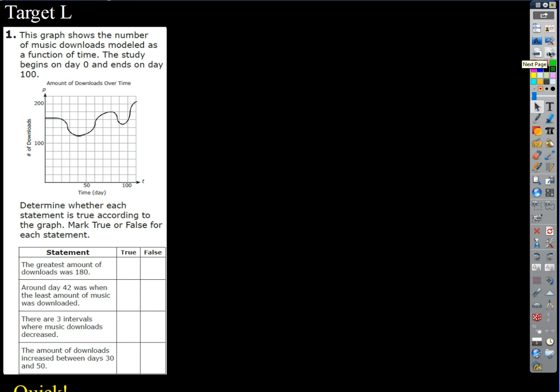So what about this? This graph shows the number of music downloads modeled as a function of time. The study begins on day 0 and ends on day 100. So it's telling us, here's the day, here's the number of downloads. We're starting at day 0 and we're ending up here at day 100, okay? So what's true and what's false? The greatest amount of downloads was 180. You gotta read it carefully, because people always, what do you think?